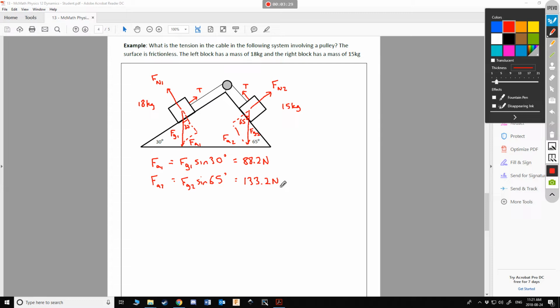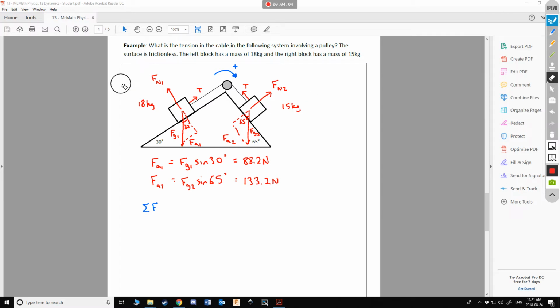So what we can see from this is because FA2 is bigger, I know that this thing is going to rotate in the clockwise direction around that pulley. So I'm going to define that as my positive direction. So let's write a sum of the forces expression now. So I got sum of the forces, and so my direction is traveling that direction. Okay, that is my positive direction, up the slope, around the pulley, that slope.